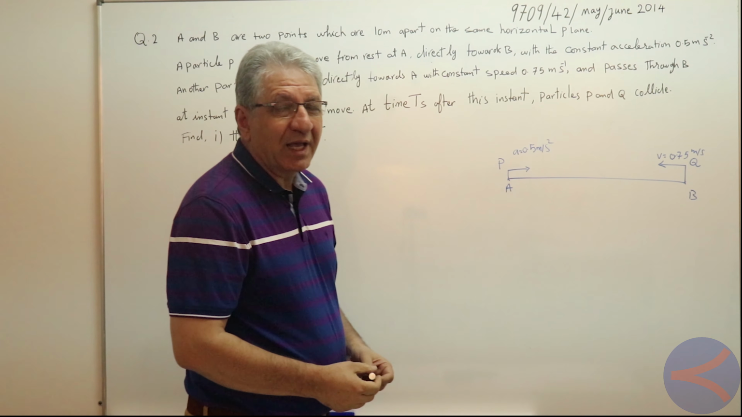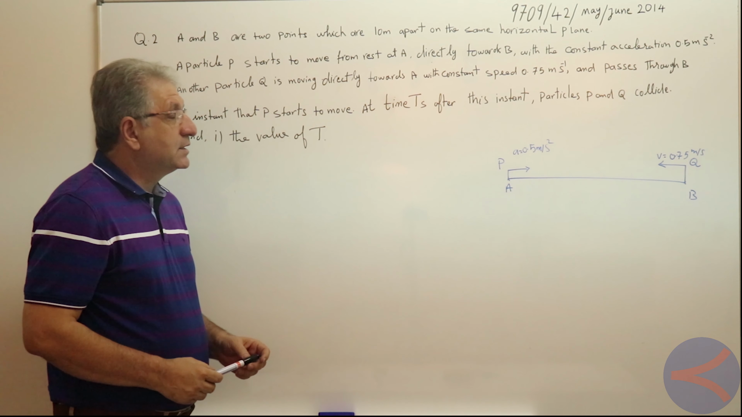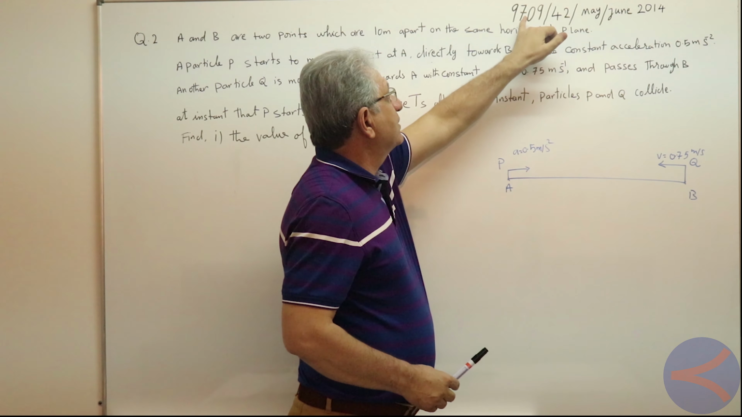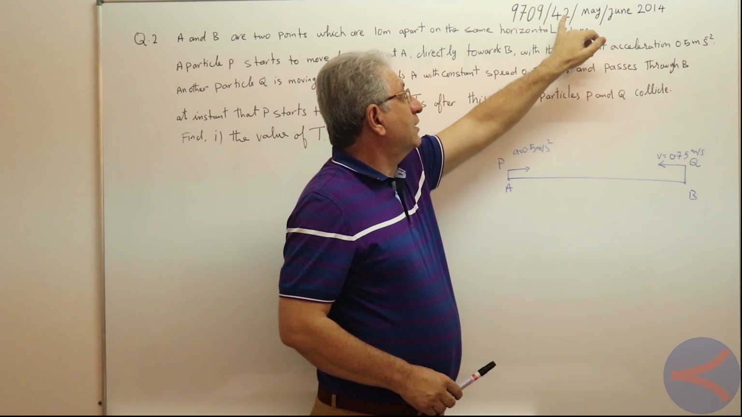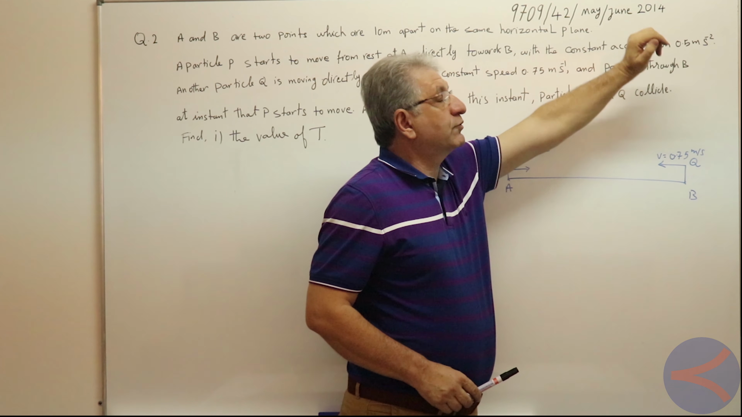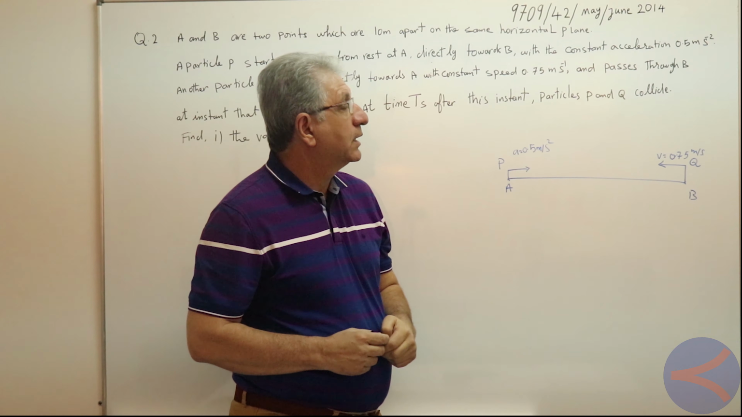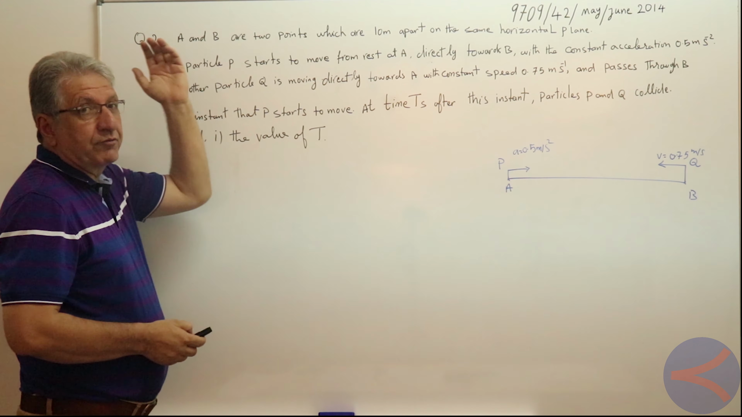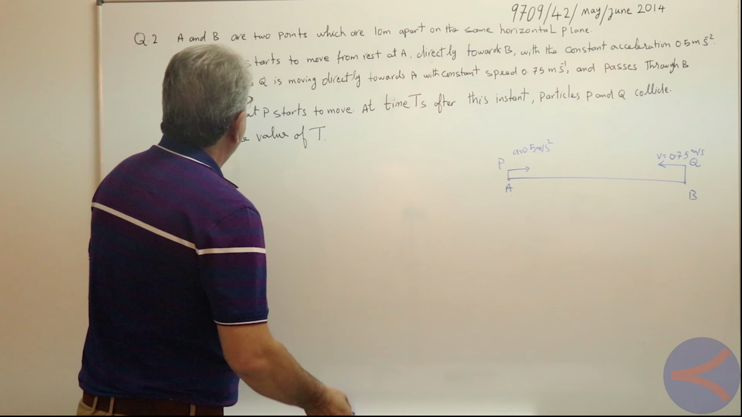We are doing another question from past year papers. This is an A-level past year paper, paper 9709, paper 4, which is Mechanics, variant 2, May/June 2014. I have done the first question of this question paper. Now we are doing the second question. Let us see what it says.